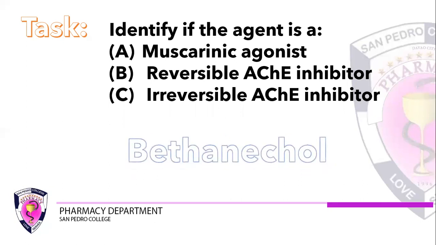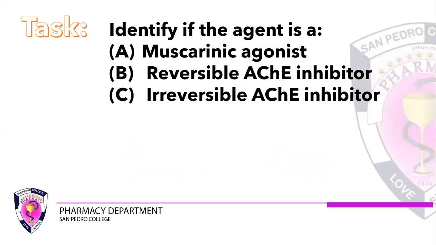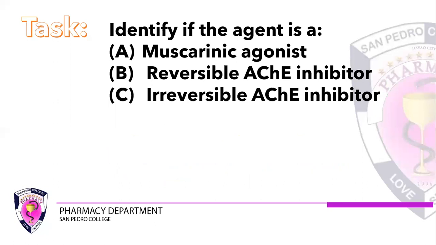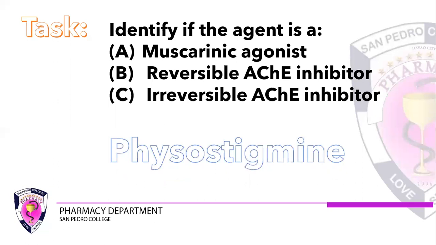The drug bethanechol. So ang bethanechol, it's a muscarinic agonist. So bethanechol is a drug that has affinity specifically for the muscarinic receptors and it is orally active. Next one, we have physostigmine. Ang physostigmine, if your answer is letter B, then it is correct. It is a reversible acetylcholinesterase inhibitor.